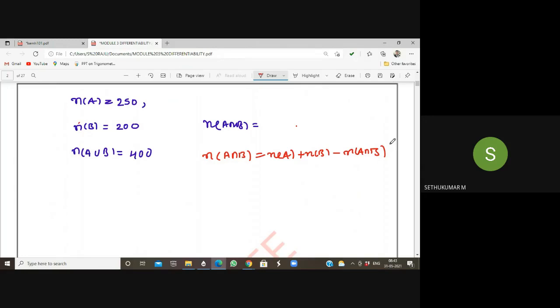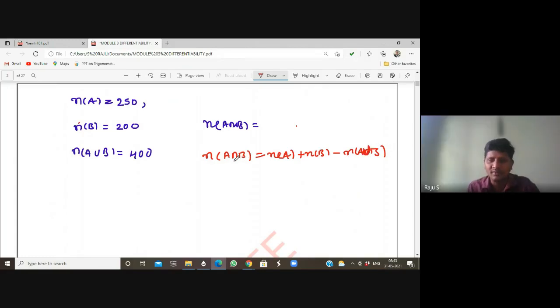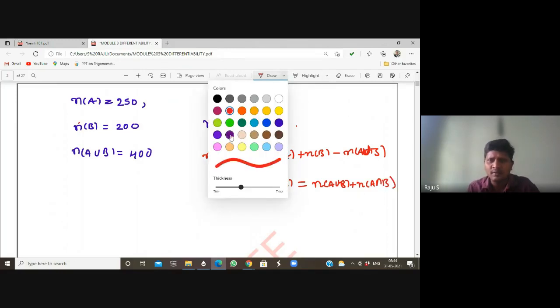A union B, sir. Right, union, because the left side we have already taken out. We can write it in both ways. From this formula, we can also write it like this: n of A plus n of B is equal to n of A union B plus n of A intersection B. Is it right? We can write it like this also.